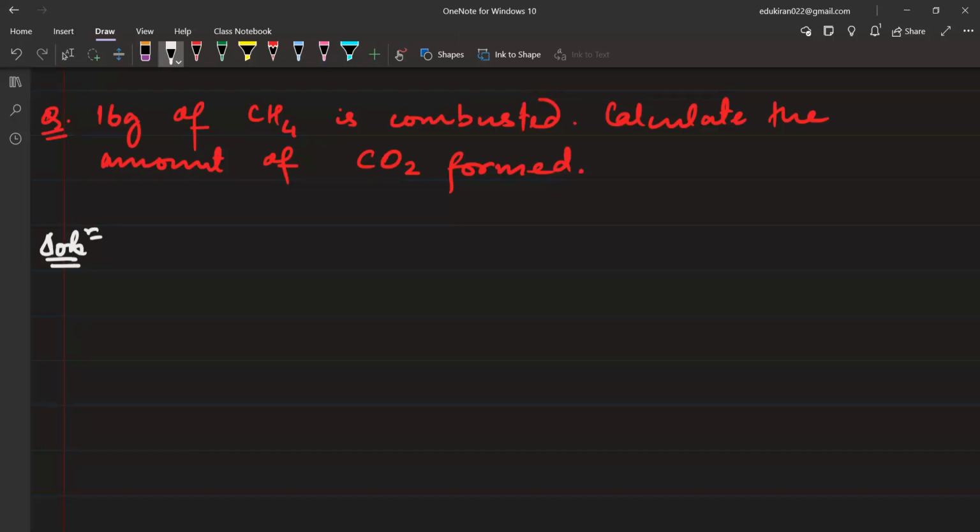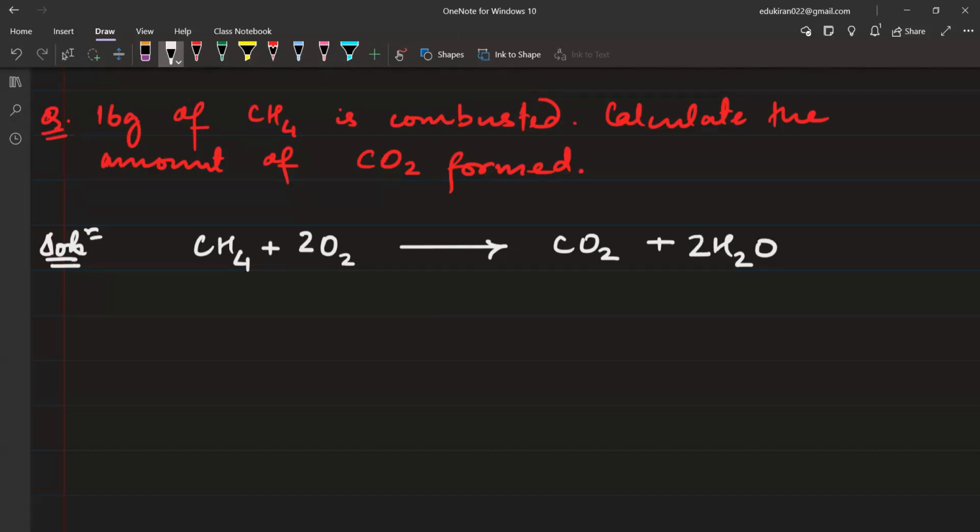Combustion is basically reaction with oxygen. So CH4 plus O2. When carbon reacts with oxygen, it will give you carbon dioxide. When hydrogen reacts with oxygen, it is going to give you water molecules. So carbon plus oxygen gives CO2, and hydrogen reacts to give you water. When you balance it, is it balanced? I don't think so. So I think there will be 2 here, and 2 here, fine?